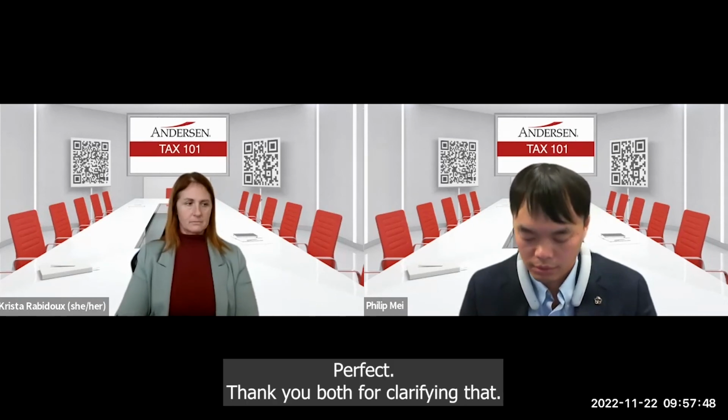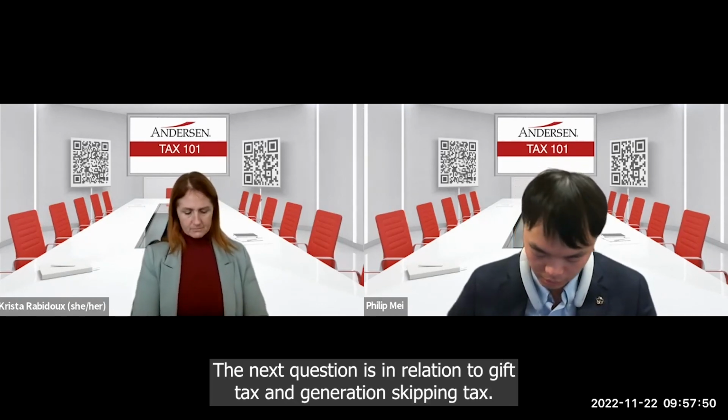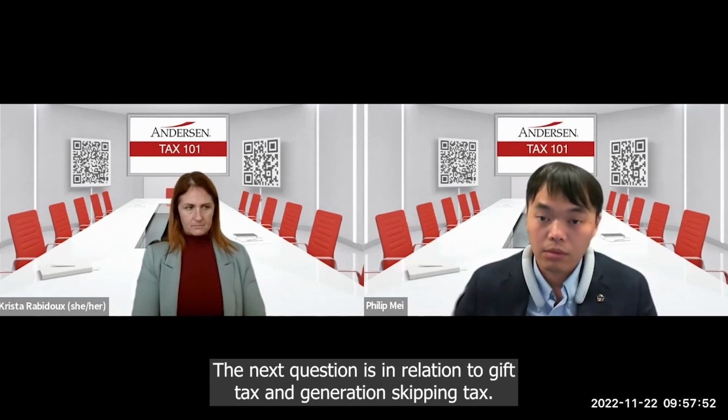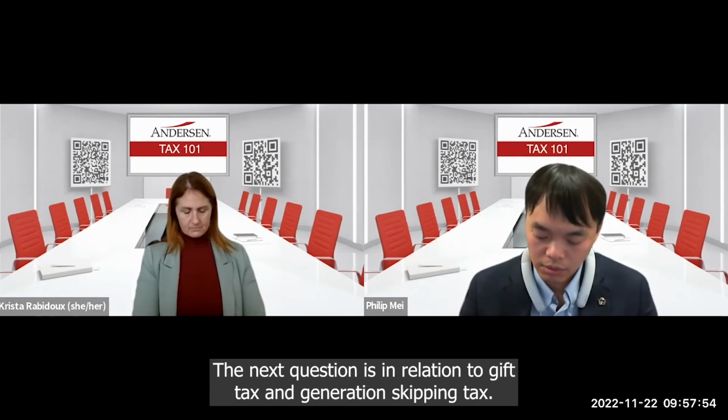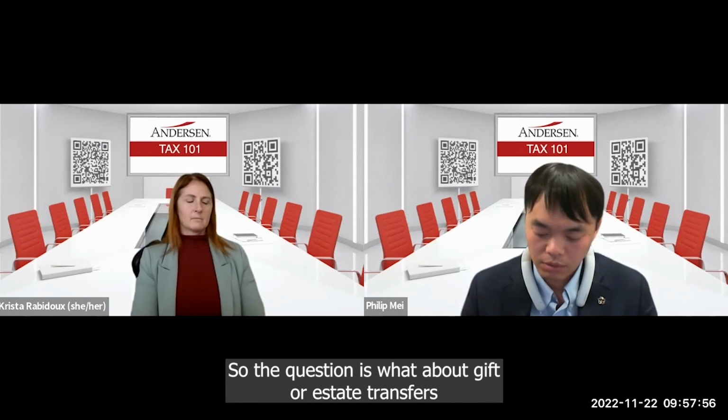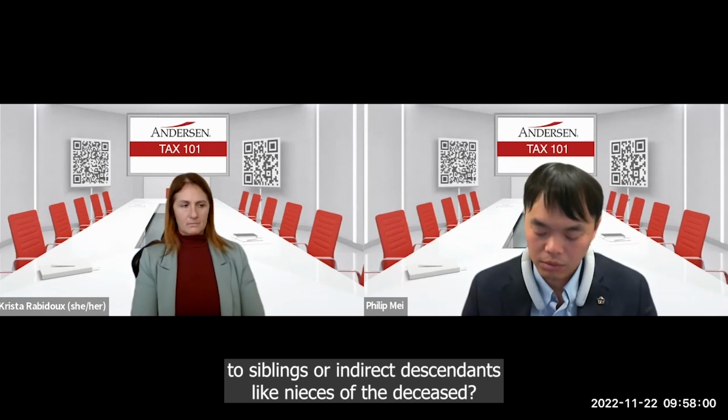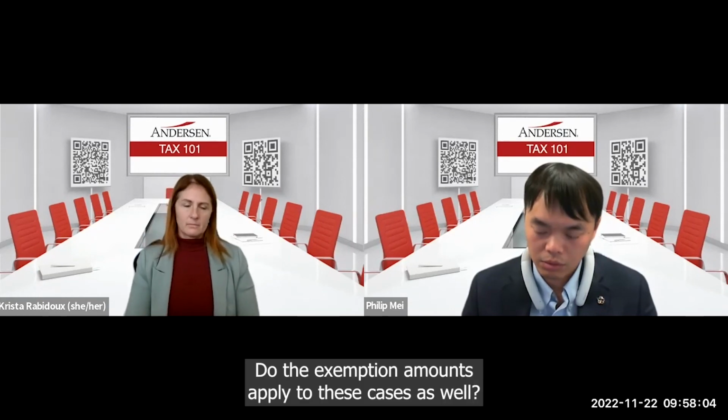Perfect. Thank you both for clarifying that. The next question is in relation to gift tax and generation skipping tax. So the question is, what about gift or estate transfers to siblings or indirect descendants like nieces of the deceased? Do the exemption amounts apply to these cases as well?